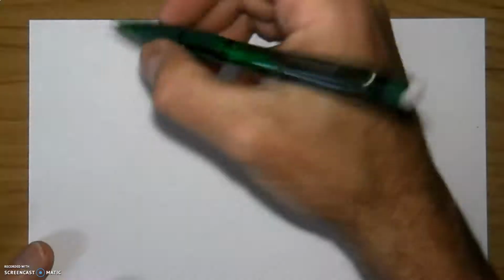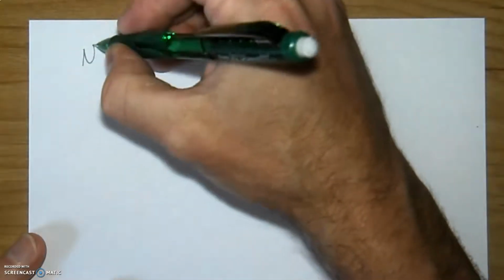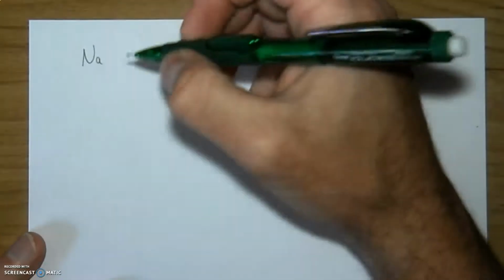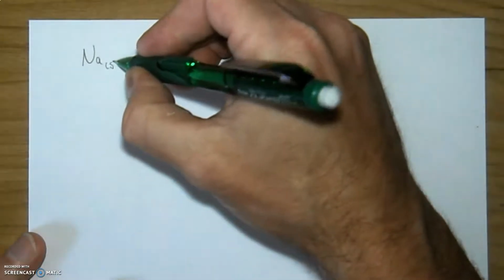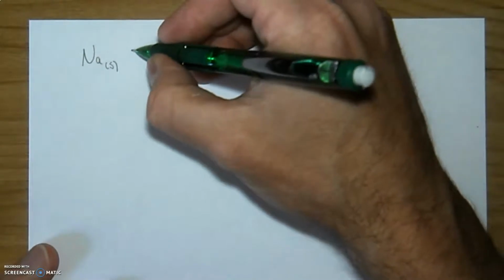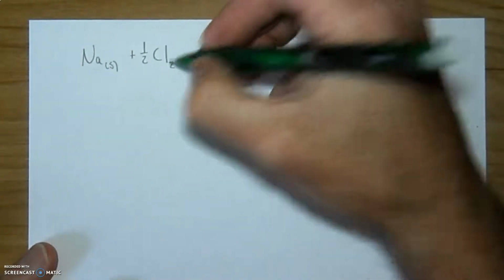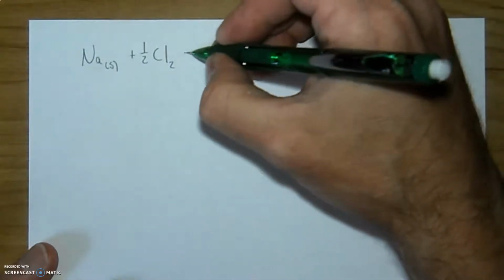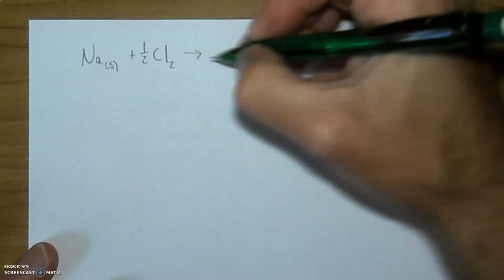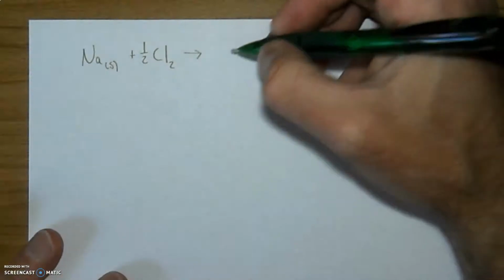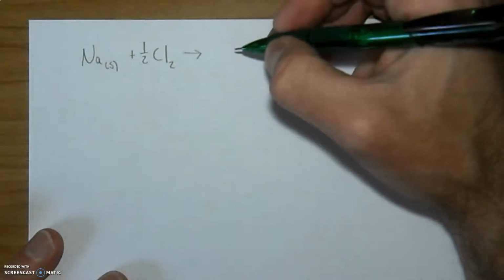Okay, looking at an equation, something we are familiar with is sodium metal, solid. It's pretty reactive stuff. Chlorine gas, also pretty reactive stuff. Both kind of in a bad way. You wouldn't want to deal with either one of them directly. And we know when these guys react.